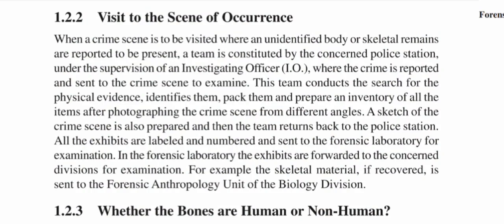All the exhibits are labeled and numbered and sent to the forensic laboratory for examination. In the forensic laboratory, the exhibits are forwarded to the concerned division for examination. For example, the skeletal material, if recovered, is sent to the forensic anthropology unit of the biology division.